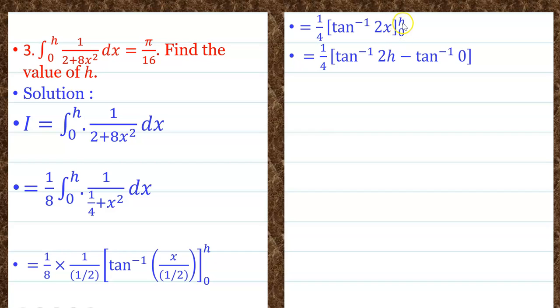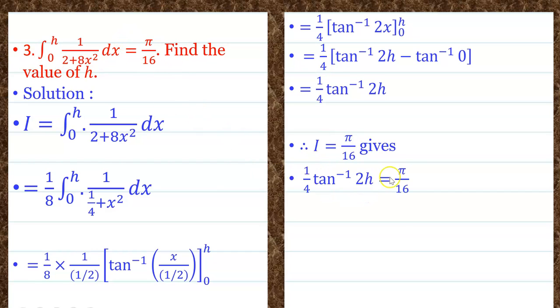Now replace x by h, then you will get 1 by 4 tan inverse of 2h minus tan inverse of 0. Tan inverse of 0 is 0, and here we will write 1 by 4 tan inverse of 2h. But we know that this I is equal to pi upon 16. So evaluating, 1 by 4 tan inverse of 2h is equal to pi upon 16.